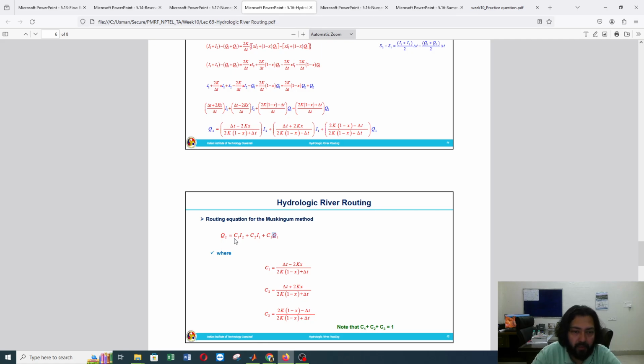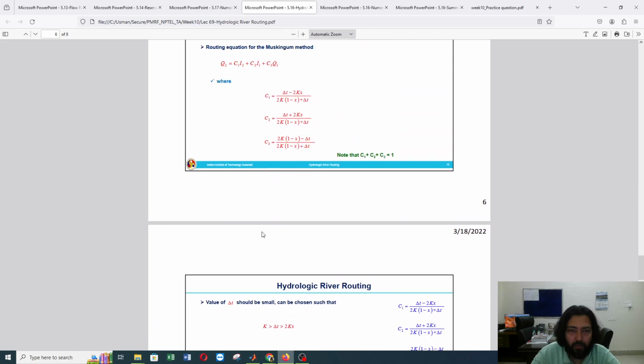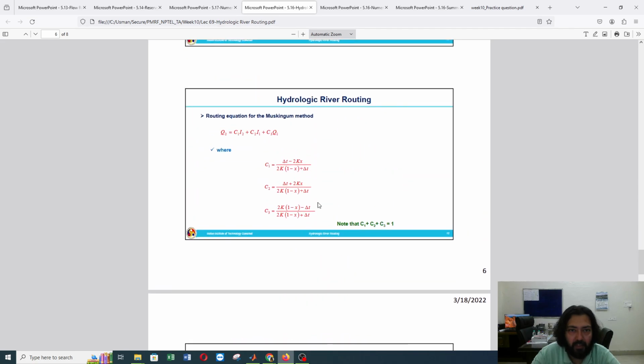So how we can do that is we have to calculate these unknown coefficients C1, C2 and C3, and the equation for them is C1 equals (delta T minus 2kx) over (2k(1 minus x) plus delta T). And the important note here is that the addition of these coefficients would be equal to 1. Also, before we use this equation, we have to check whether this condition is satisfied or not. If it is satisfied, we can say that the value of Q2 will be more accurate.